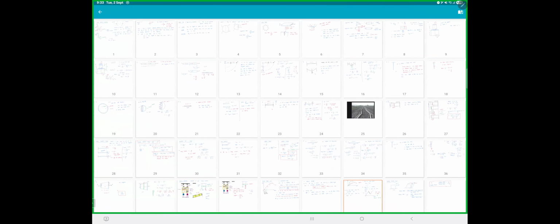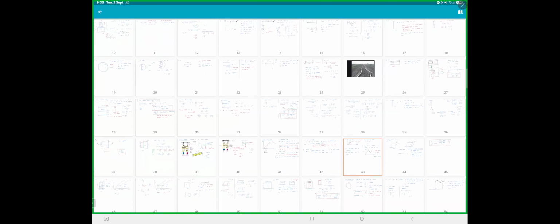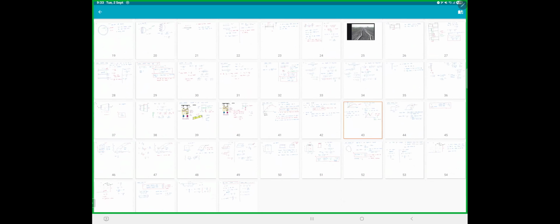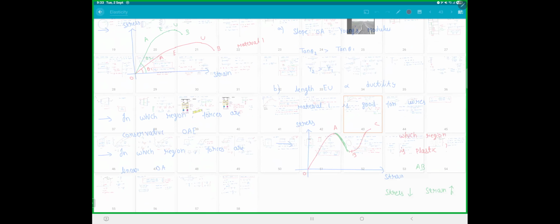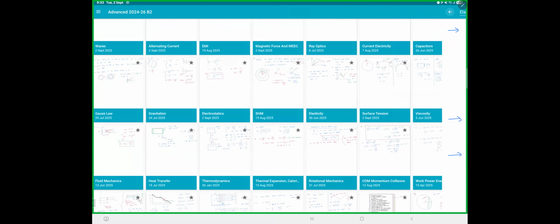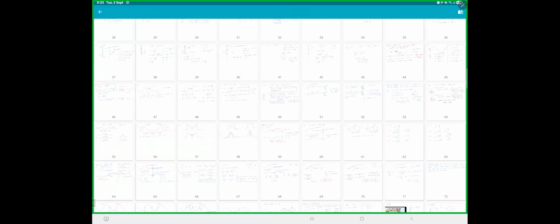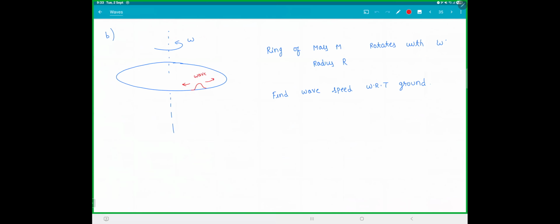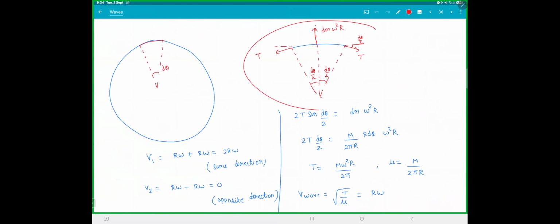I think I didn't do it here because I found it too easy, I guess. And this was a chapter which is going on. I think I did it here. There you go. A ring is rotating with omega. So someone disturbed the ring and you got a wave. So the wave is going in both the directions. Again, same story I wrote here. Same result I got here. Then I use that result in some other question.